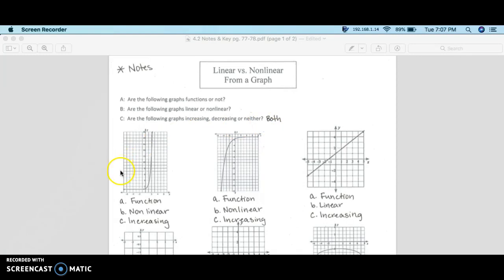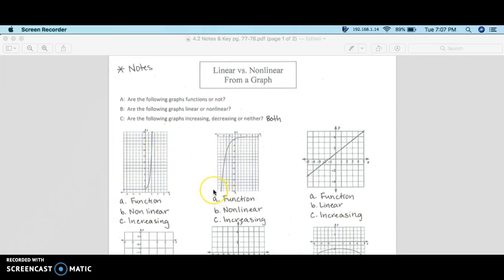So here we have one graph, and we can see that it is a function. Each x value, each input, has exactly one y value or one output. It's nonlinear, it's not a straight line, and it is increasing because it's going up from left to right.